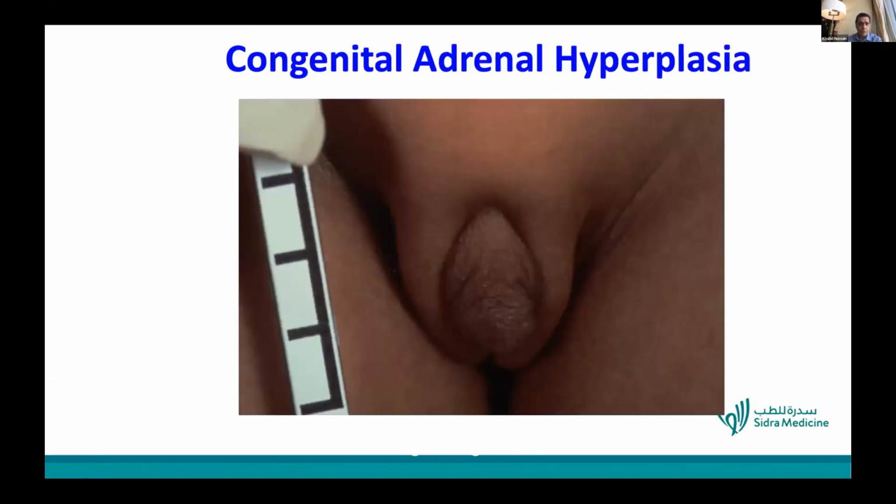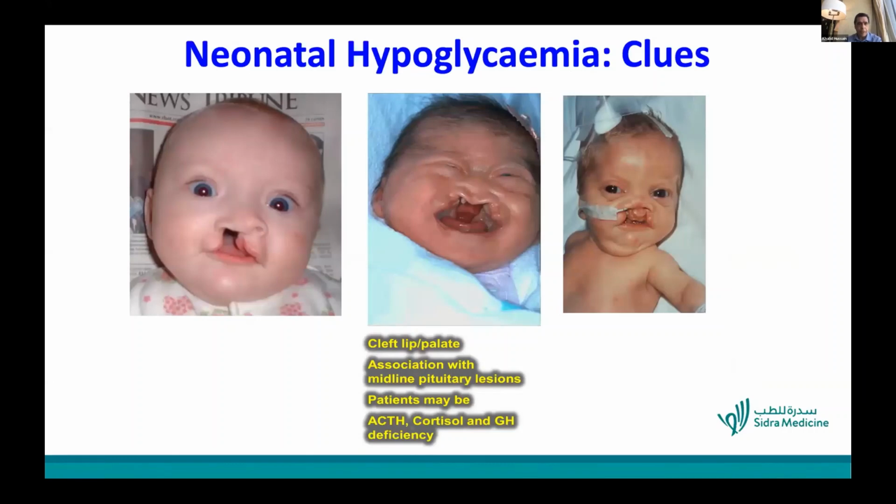And if you see this sort of appearance of the genitalia with hypoglycemia, this usually suggests some sort of congenital adrenal hyperplasia. If you see this sort of thing, it's very, very important to think of midline lesions. So in this case, there's a midline lesion associated with this appearance. And this is where you can save a life by giving hydrocortisone. So these patients may have ACTH, growth hormone, or cortisol deficiency as a cause of hypoglycemia.